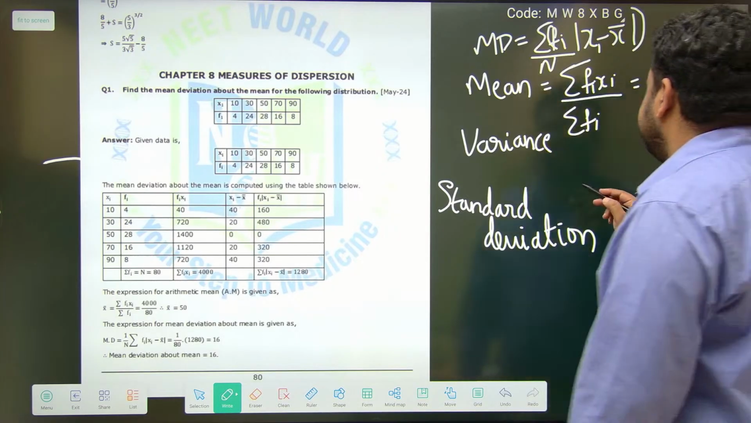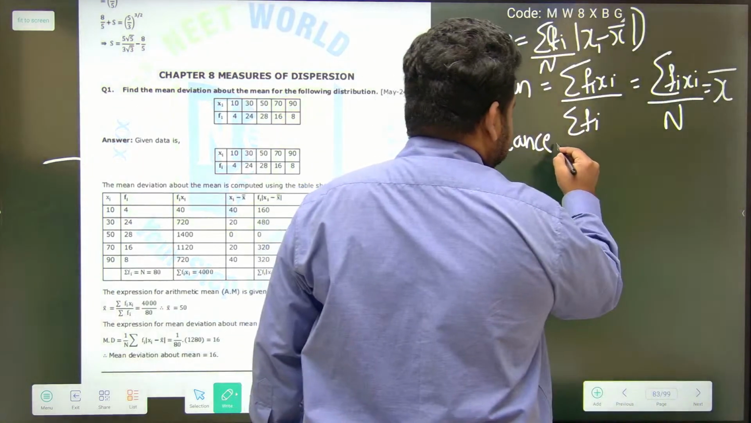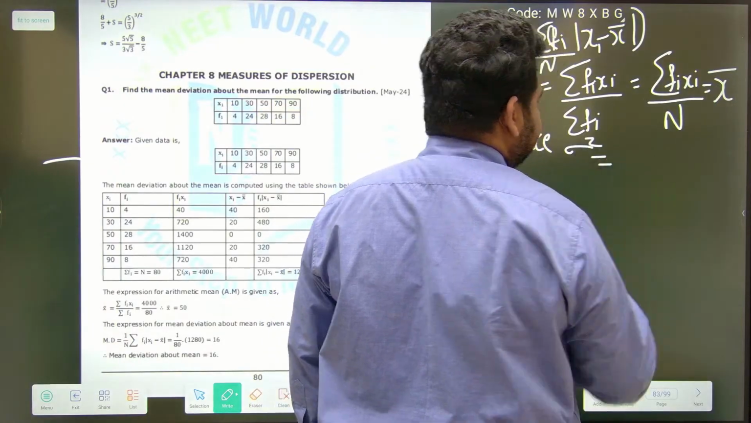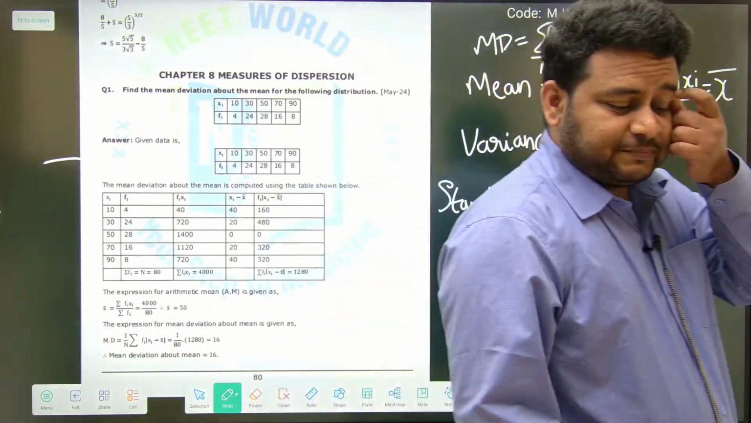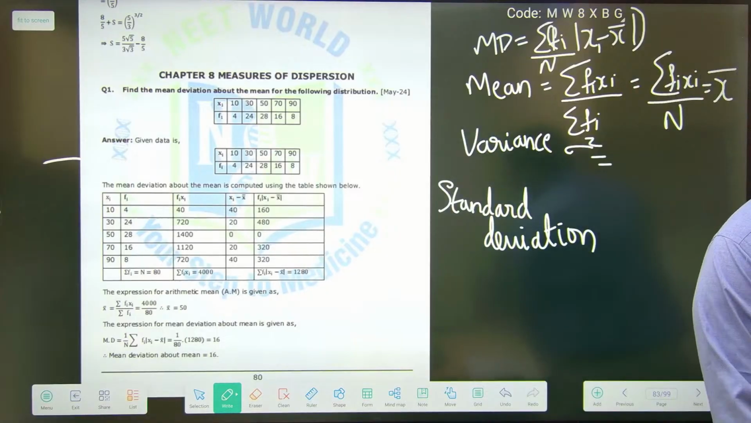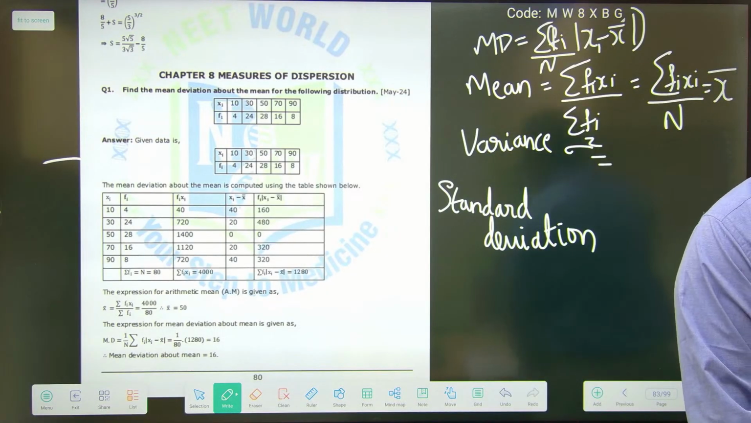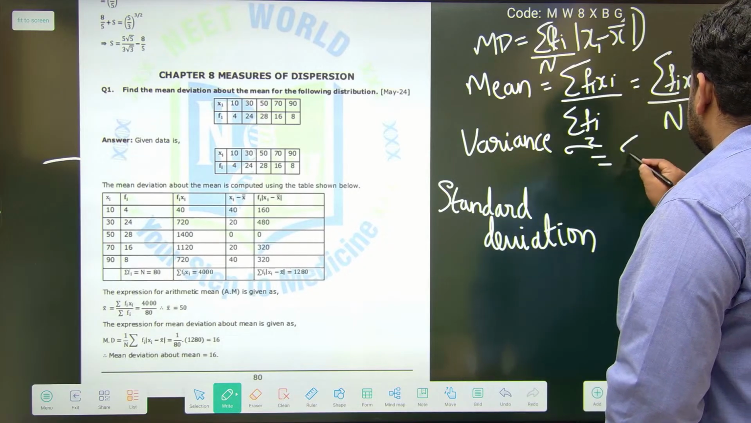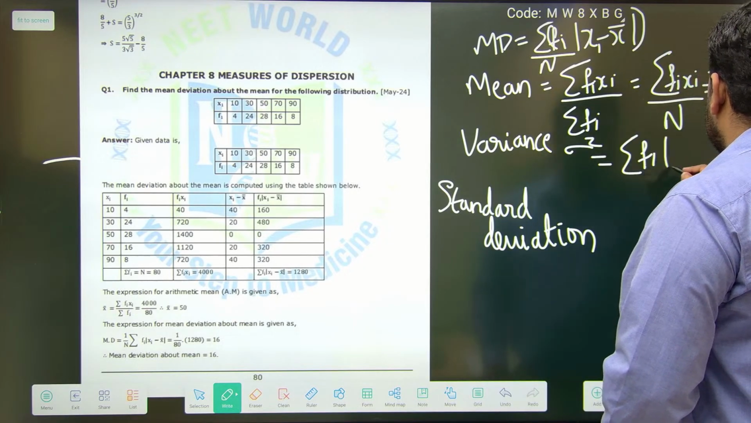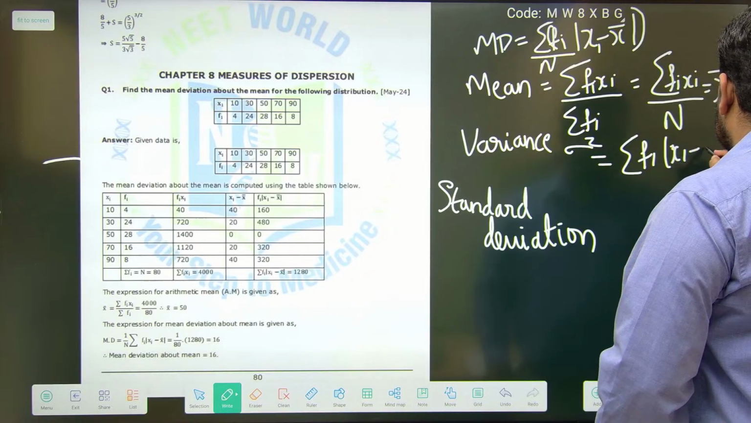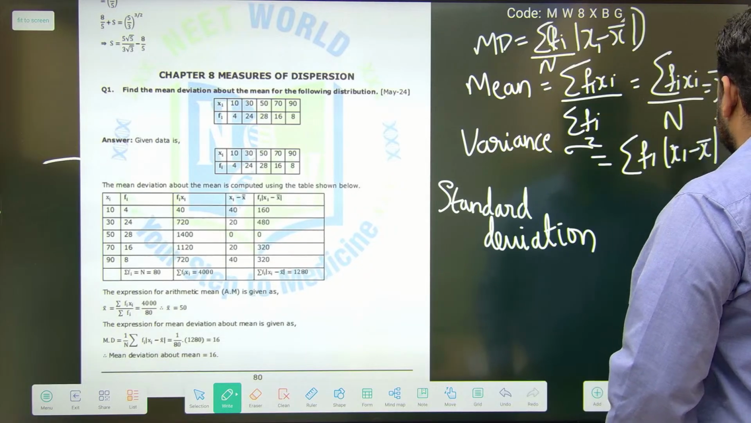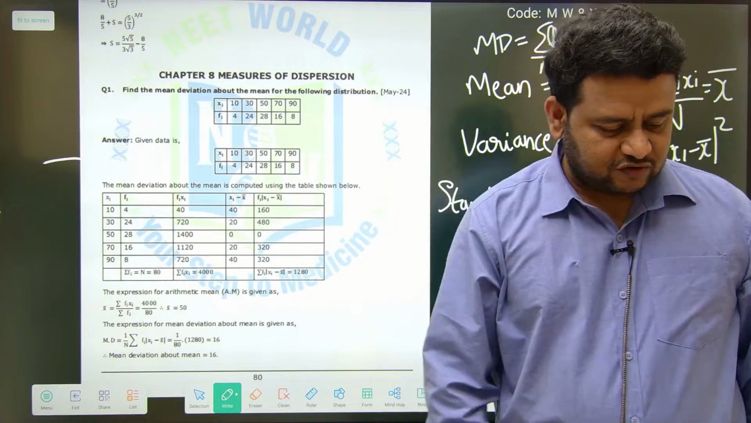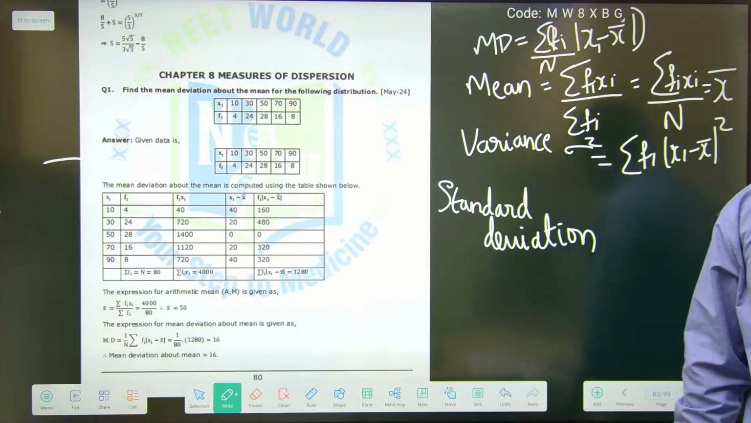If I talk about variance friends, that is nothing but sigma square. It is given by summation of f of i into xi minus x bar whole square, this entire thing whole square. See, summation of fi into xi minus x bar whole square.